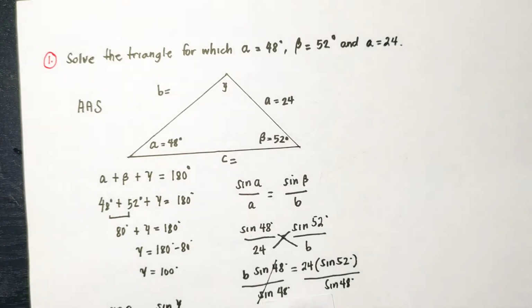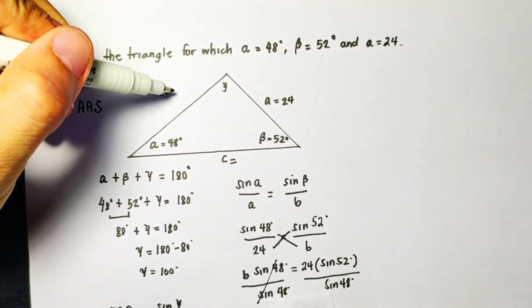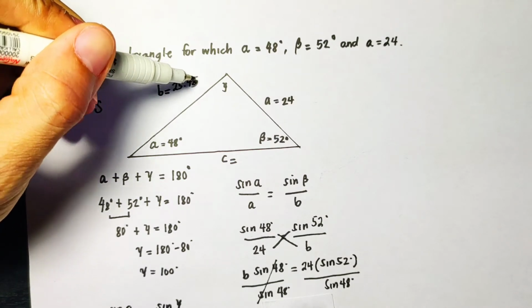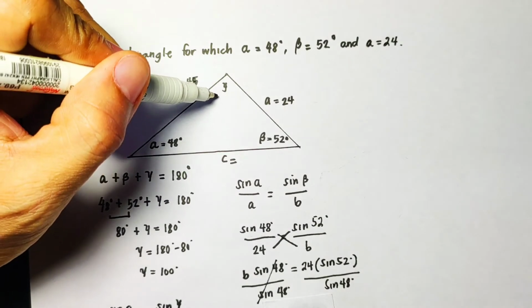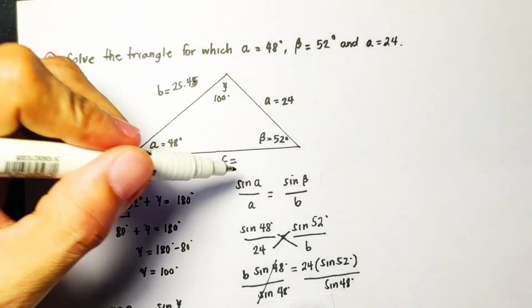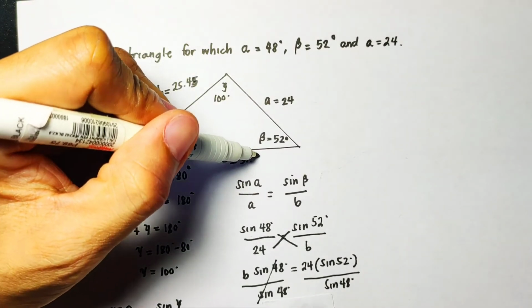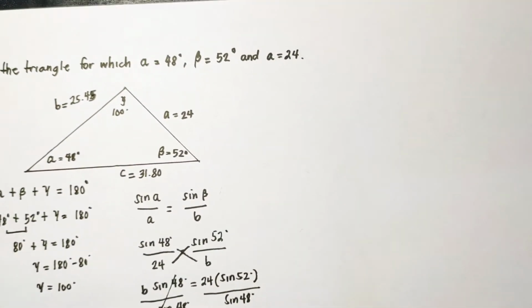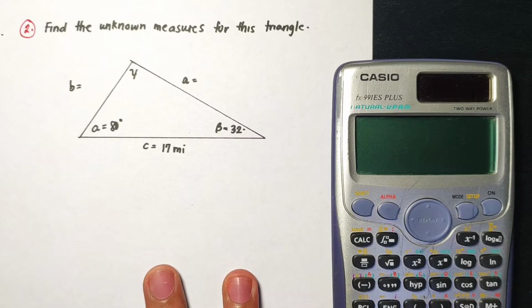So we were able to find the value for side B, 25.45, the value of this angle, 100 degrees, and the value of this side, 31.80 units. Okay, let's proceed to the next example. Let's go to the next question.